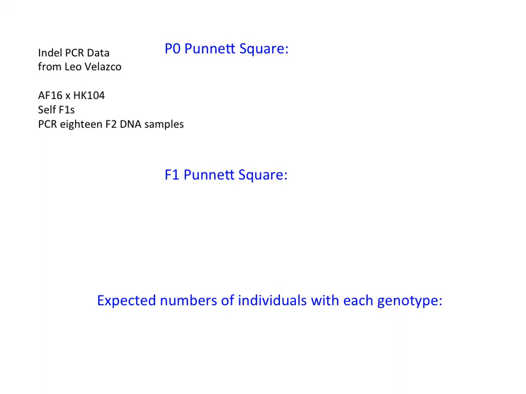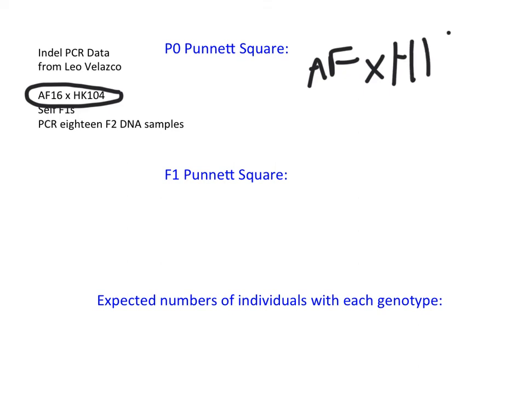Okay, finally, last little thing before we go. One of my students, I've told you about Leo's work before briefly. He works on PCR genotyping worms. And he set up this cross between two different strains of worms. One's called AF16 and one's called HK104. So I'm just going to abbreviate them AF and HK, so I don't have to draw the numbers as well.